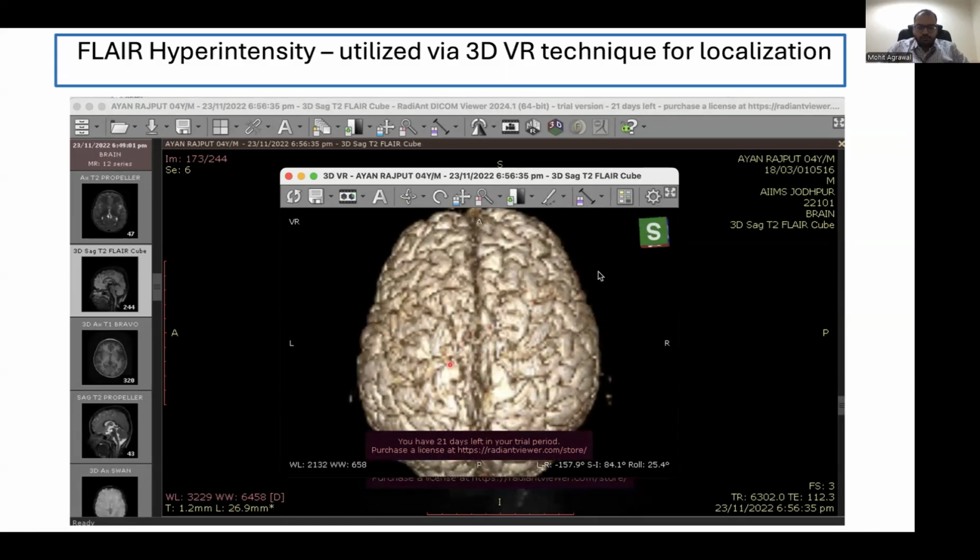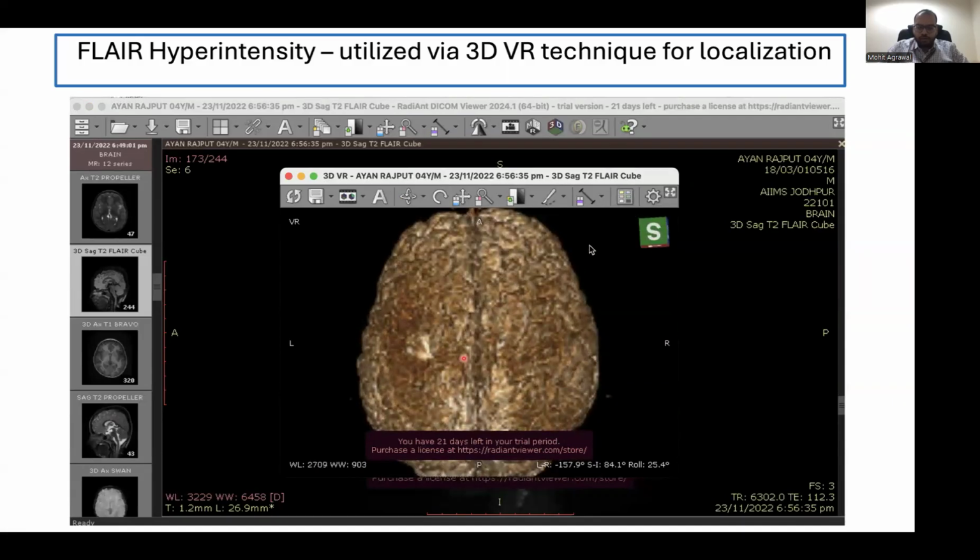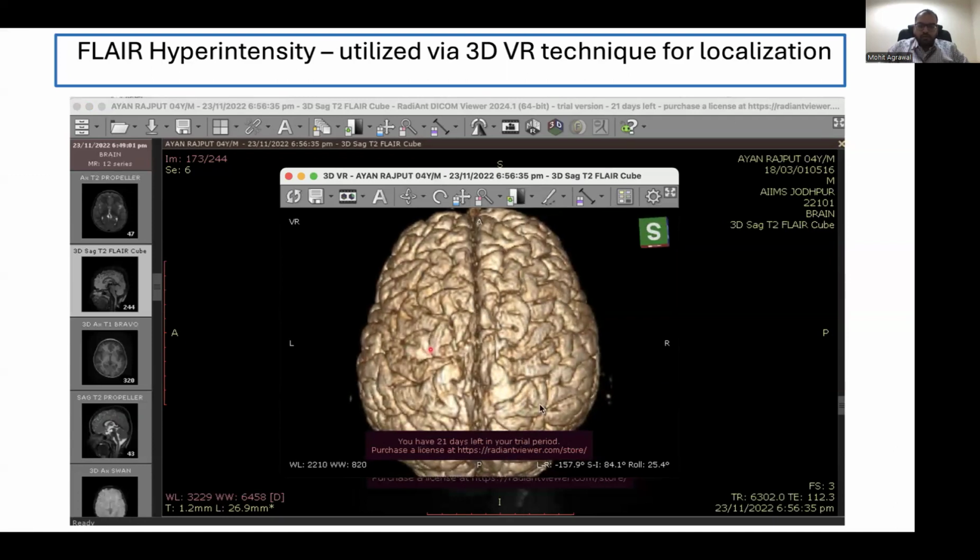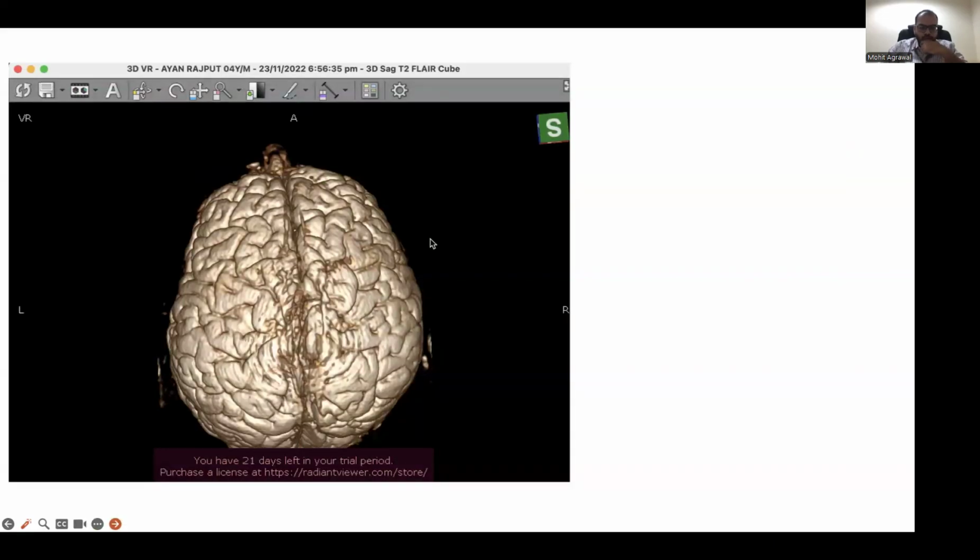So our lesion was FLAIR hyperintense. Once you keep on windowing the scan, you can clearly make out this hyperintense lesion, this U-shaped hyperintense lesion over here. Once you have made out the lesion, you again window the scan back to the surface anatomy, and now you can make out the exact relationship of the lesion to the normal cortex and the normal gyri around it.